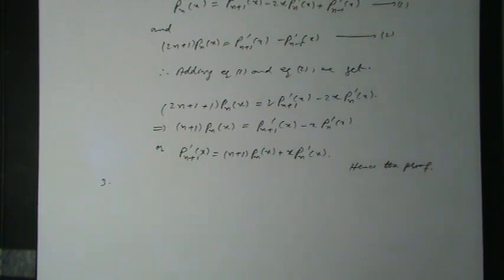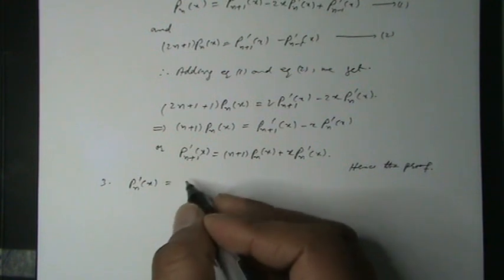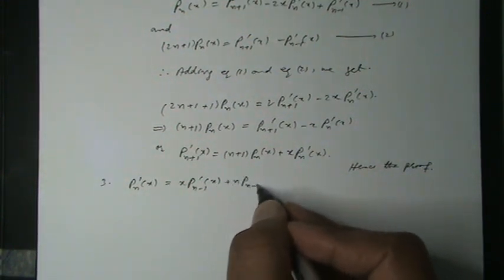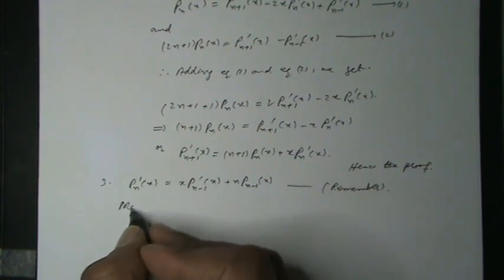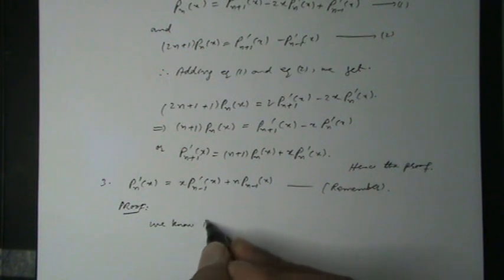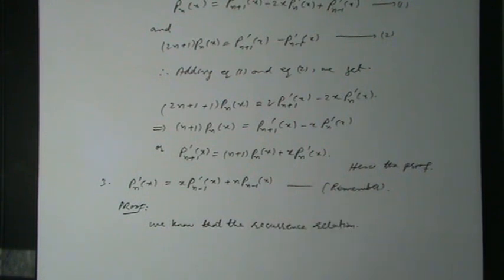Number 3: Pn dash (x) equal to x Pn minus 1 dash (x) plus n Pn minus 1(x). Remember. Proof: we know that the recurrence relation Pn plus 1 dash (x) equal to (n plus 1) Pn(x) plus x Pn dash (x), number 2, which we use here to derive the next.